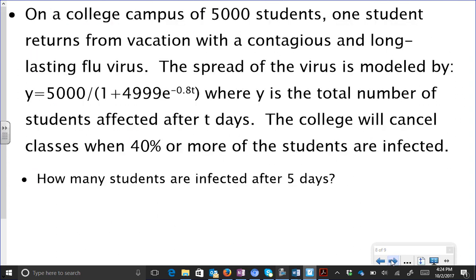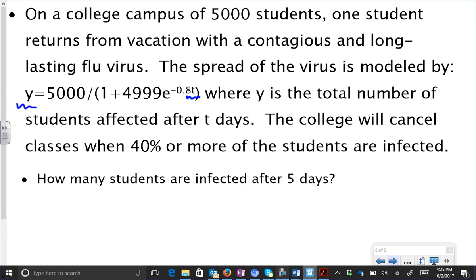Okay, one last example here. On a college campus of 5,000 students, one student returns from vacation with a contagious and long-lasting flu virus. The spreading of the virus is modeled by this equation here. And what's interesting about this equation is this 5,000, this is what's called the carrying capacity. That's the maximum number of students that could get the disease, because there are 5,000 students on campus.